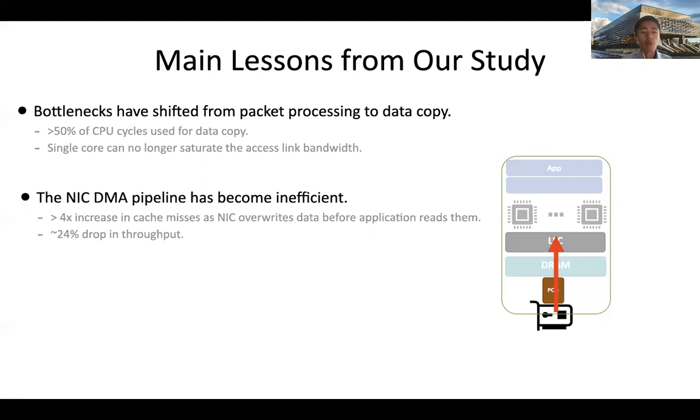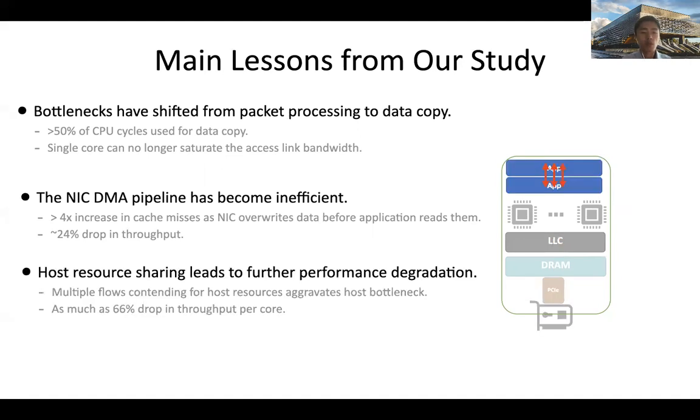Second, the rapid increase in access link bandwidth has led to the NIC DMA pipeline becoming inefficient. For example, a large part of the data copy overheads come from a significant increase in cache miss rate during data copy. This is because during the DMA process, the NIC overwrites data in the cache before the application is able to read it.